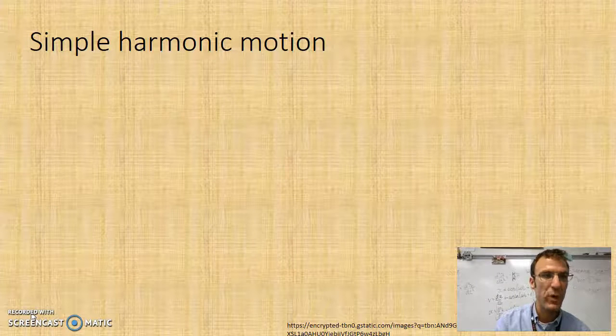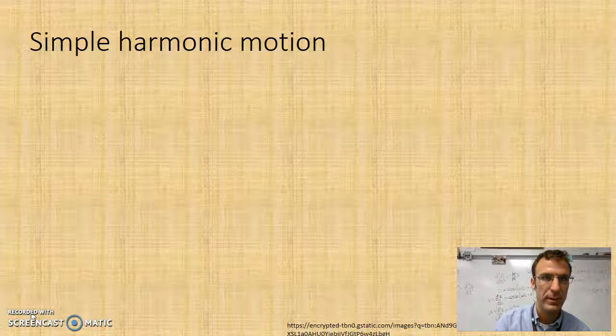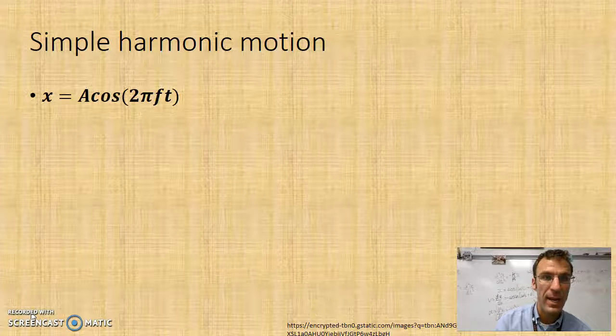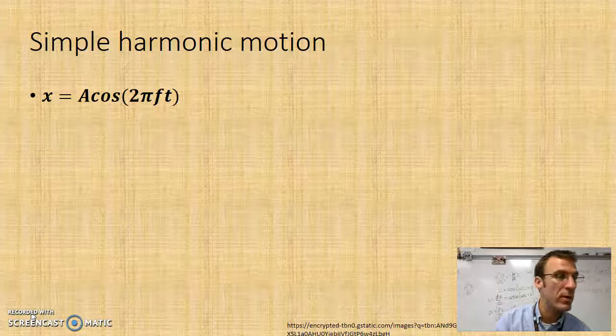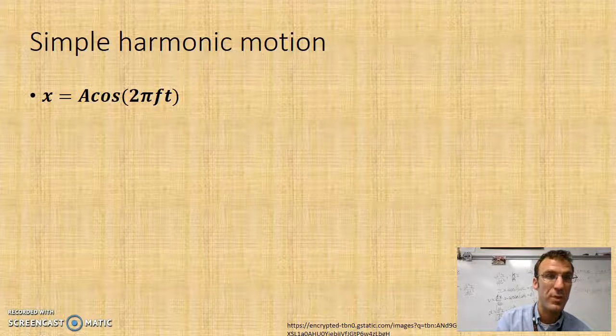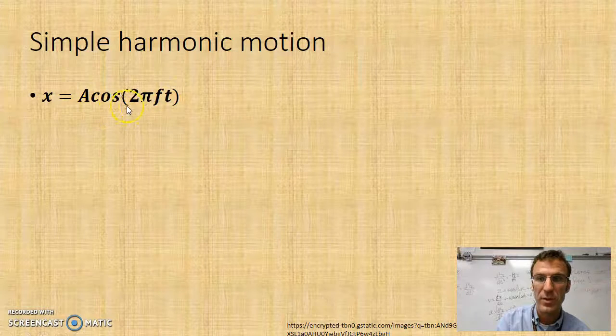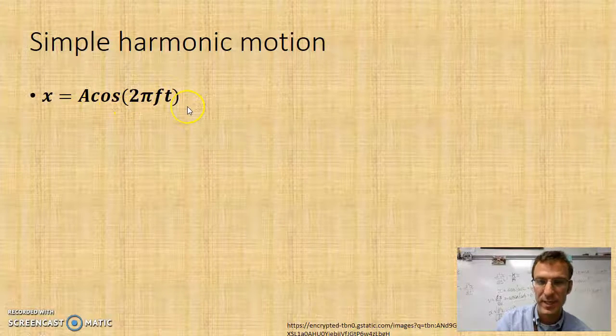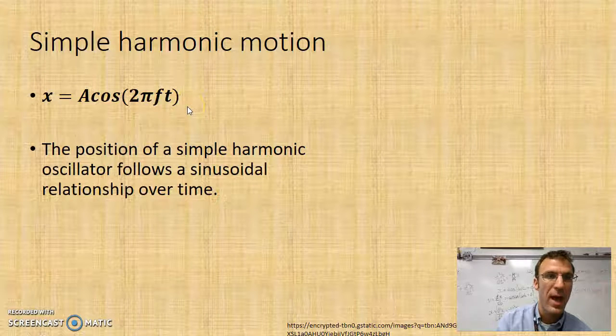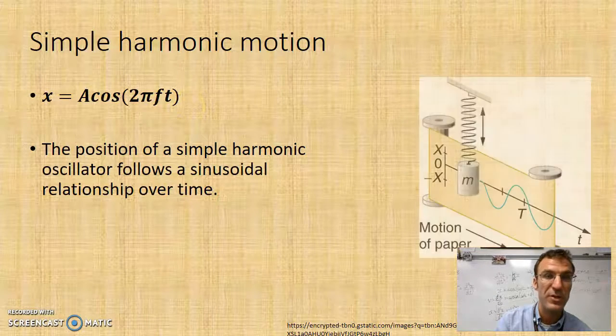Simple harmonic oscillation. The position of a simple harmonic oscillator as a function of time is given to you in your AP equation sheet. It is the amplitude times the cosine of 2 pi, the frequency times the time, which means it follows a sinusoidal relationship over time.